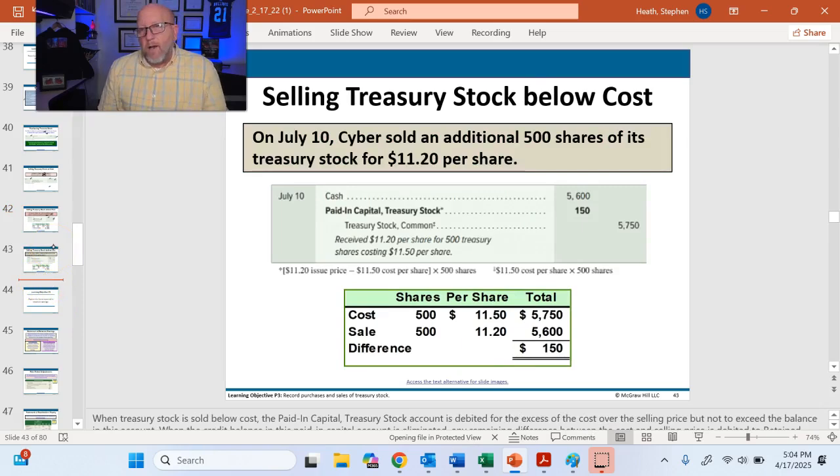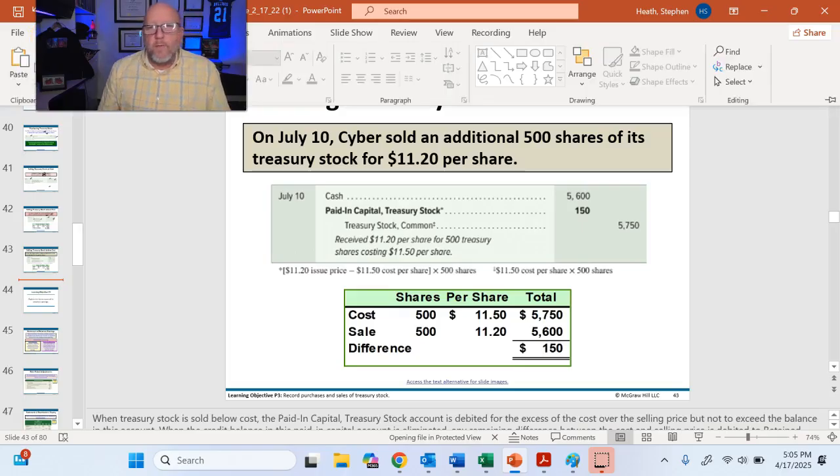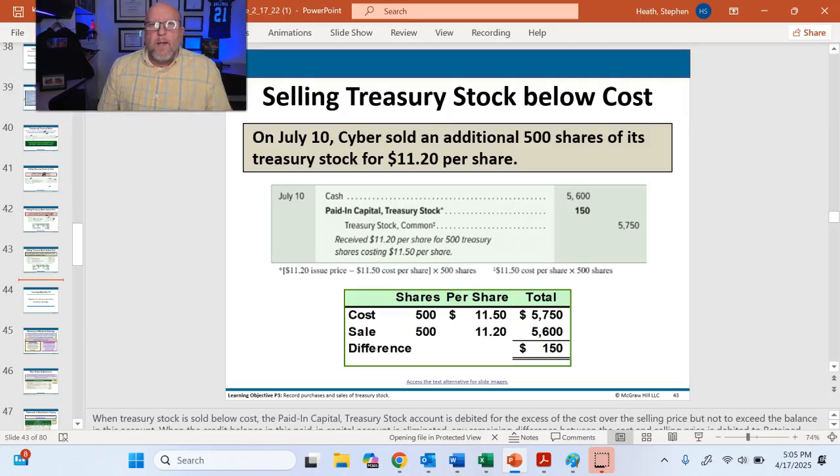Okay. Alternative example. The alternative example is that we will sell treasury stock for below cost. So remember again, we initially bought it for $11.50 and now we are going to sell it for $11.20, which is less than what we paid. Again, I'm always going to do cash. Cash is just one of those things that I feel like I understand. So if I'm selling 500 shares at $11.20 per share, then I'm going to receive 5,600 in cash.